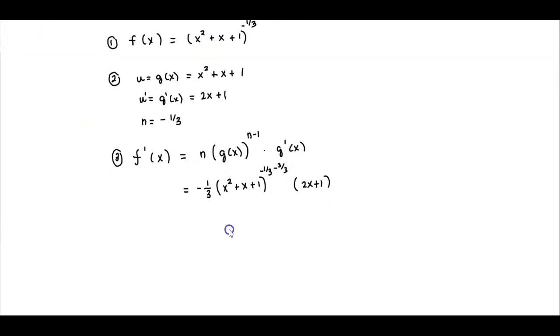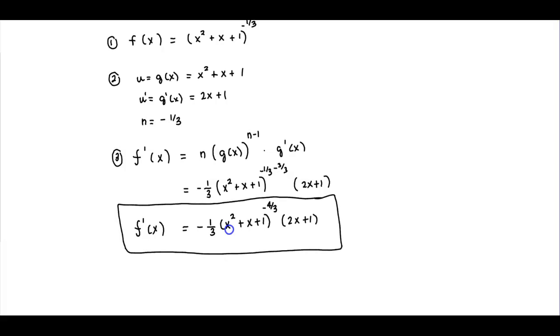So we can then determine that the derivative of this function is going to equal negative 1/3 times x squared plus x plus 1 to the power of negative 4/3 times 2x plus 1. Therefore, there is the derivative of that function.